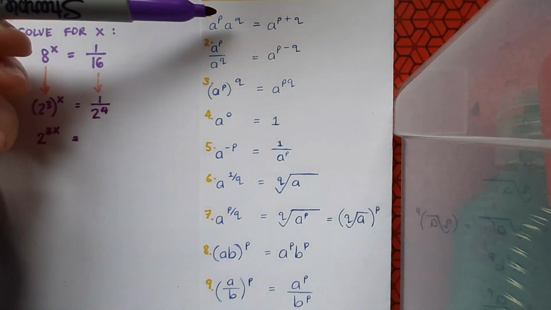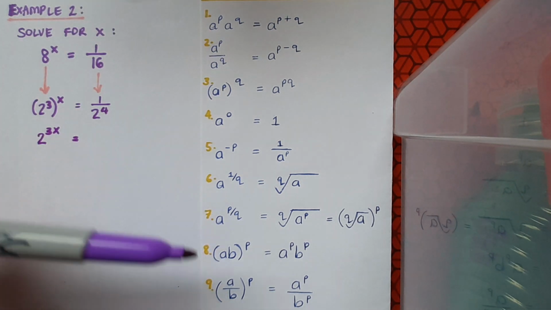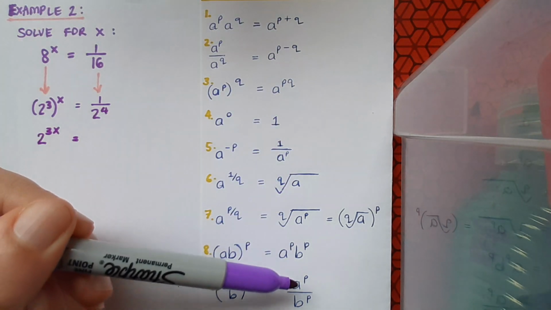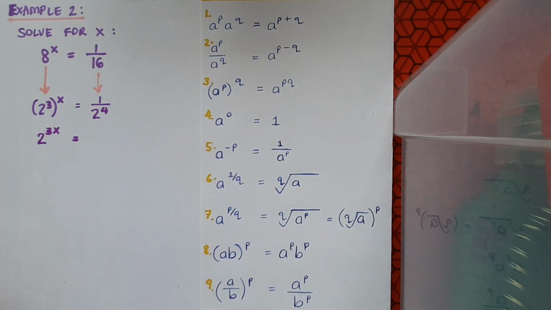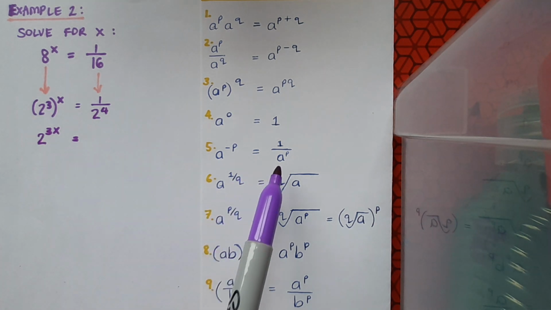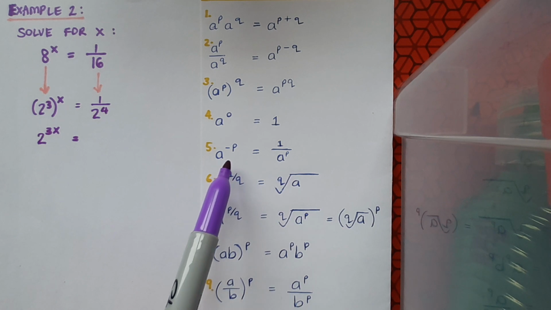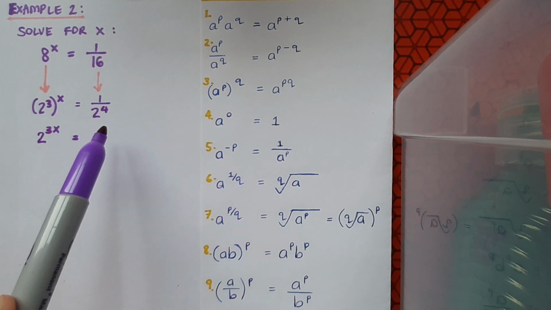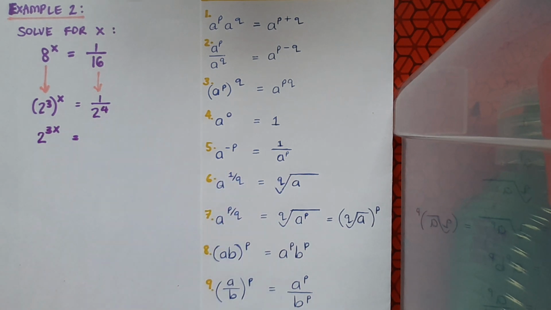Don't forget, don't just look at the left-hand side of the rules. Have a look at the right-hand side of the rules too, because sometimes the information you need isn't there. So I've got 1 over 2 to the power of 4. So which rule do you think is applicable? So it's rule 5, because if you look at the right-hand side of rule 5, it's 1 over a to the power of p. That can be written as a to the power of minus p. In this case, that's going to be 2 to the power of minus 4.